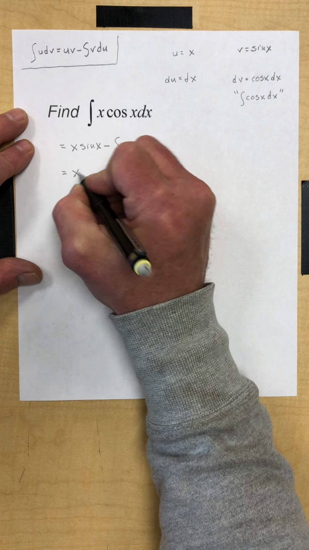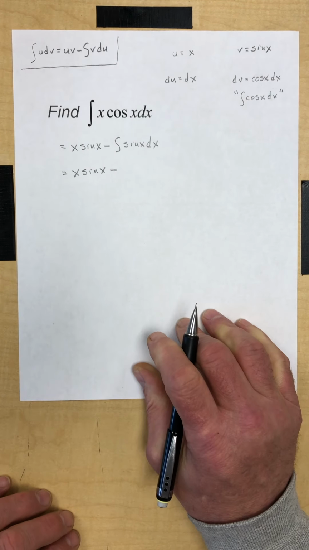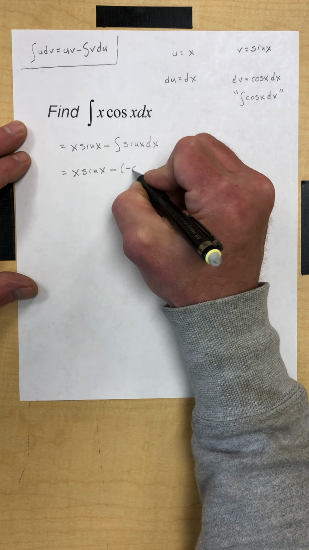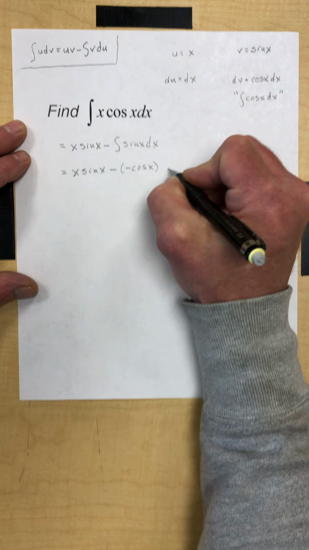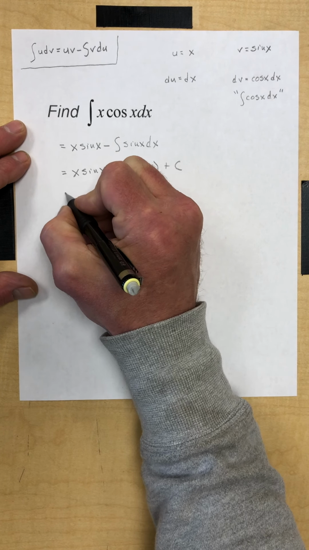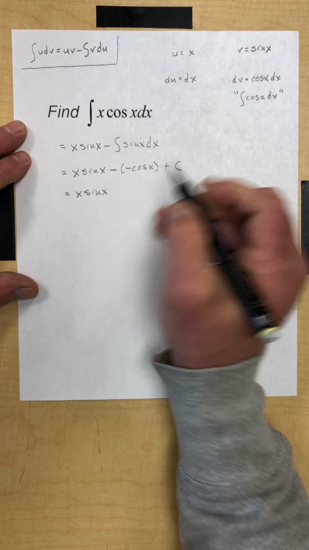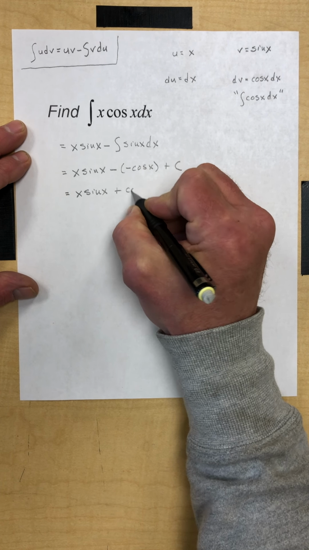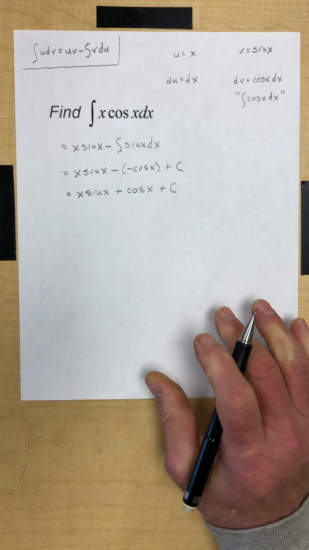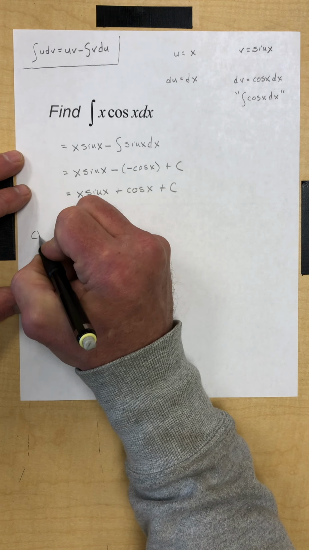So I get x sine of x minus. Now when we integrate sine of x, we get the opposite of the cosine of x, and then plus your constant of integration. And then obviously I would just simplify these two right here: x sine of x, the double negative cancels out, so we get plus cosine of x plus your constant of integration. All right, now if you're ever worried about whether you have the right answer, all we have to do is just check it.